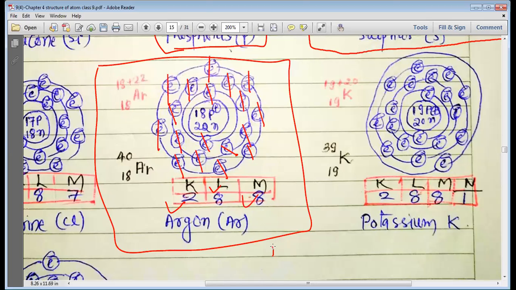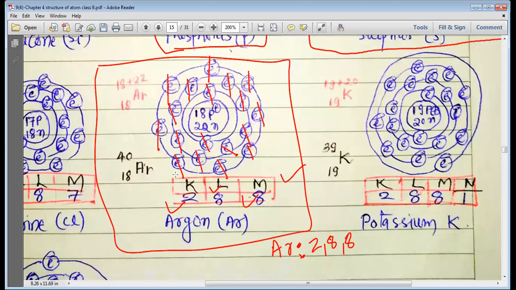So that is why we can write the electronic configuration of argon as 2, 8, 8, my dear students. We have studied that we can fill maximum 8 electrons into the shell. So you can see that here M shell has also been completely filled, my dear students, and no more electron now can go into the M shell.